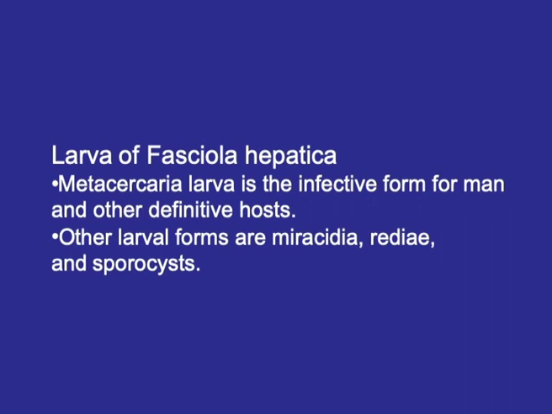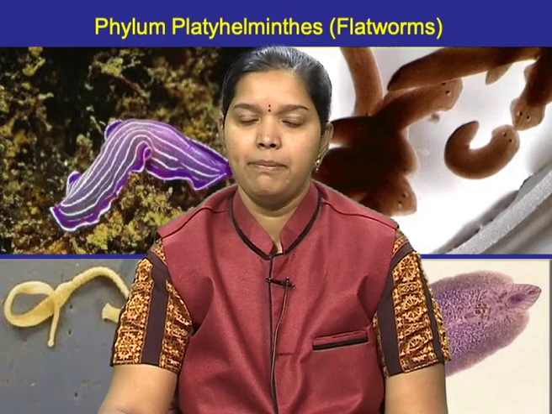And the larva of Fasciola hepatica can be in different forms, but the infective form is the metacercaria larva. It is this metacercaria larva, entering the host, that is sheep or human being, that actually causes this disease. Other than this, in the intermediate host, the larvae can take different forms like sporocyst, miracidium, redia, etc. Now we will discuss the life cycle of Fasciola hepatica.